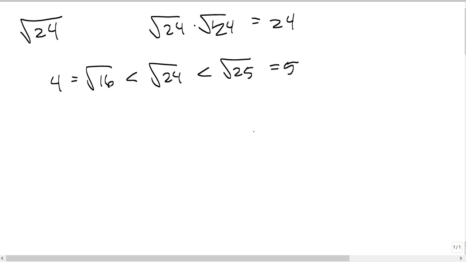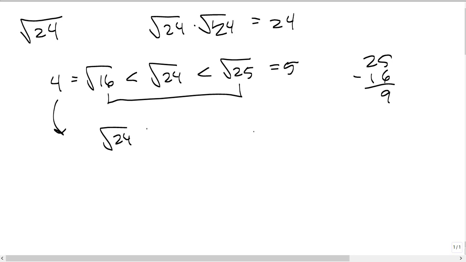Now, a clever thing to do is to say, okay, what's the difference between 16 and 25? Well, 25 minus 16 is 9. Okay, so we can approximate it with ninths. We start with the first number. Obviously, it's not 5 and then stuff. It's less than 5. The square root of 24 is approximately 4.